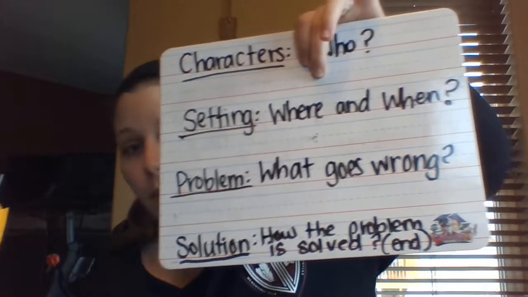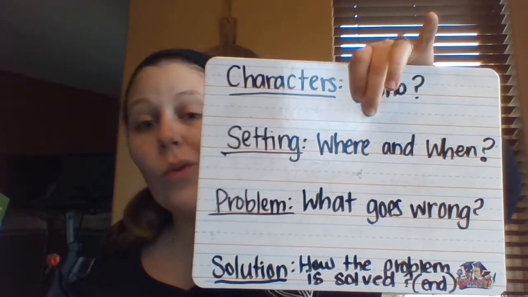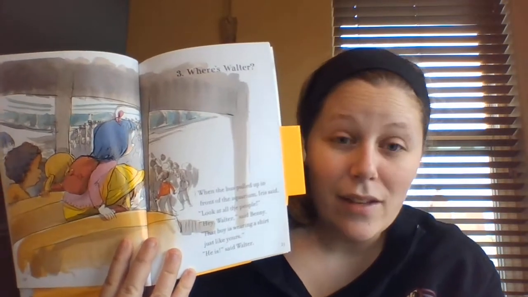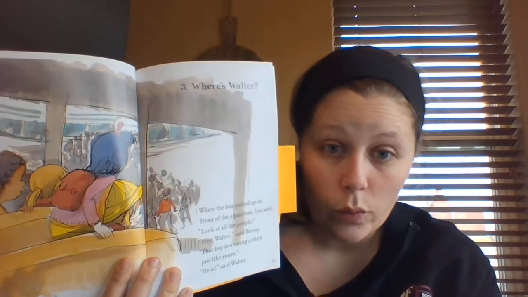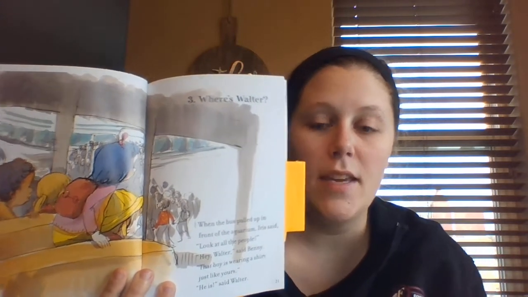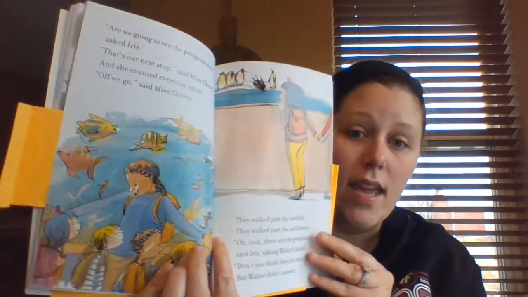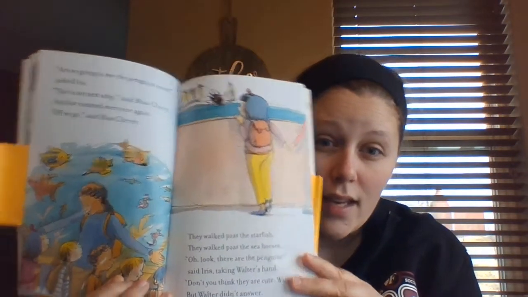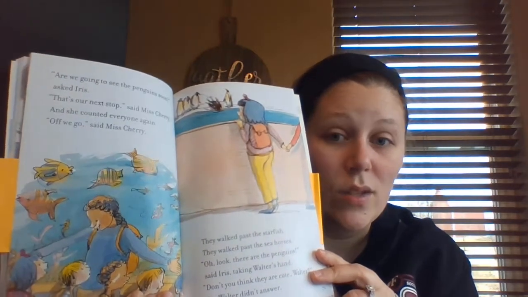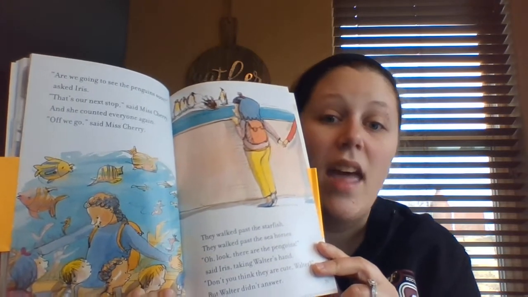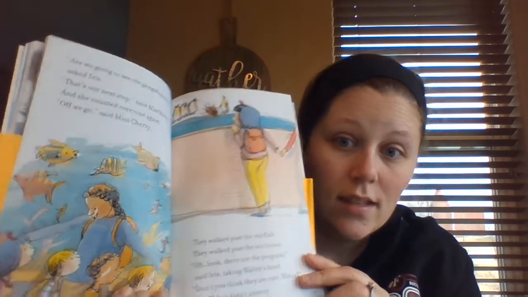Then there was a problem in this story, and the problem is what goes wrong. So I want you to think back to the chapter about Where's Walter. Remember, they got to the field trip and they were looking at all of the fish, the sharks, and then they were looking at the coral reef. And Walter got so excited about being at the coral reef that the rest of the class decided to go on to look at the penguins. And then they realized, what did they realize? That Walter was missing. You're right, that's the problem, that Walter was missing in the story. They kept on going in the aquarium and they realized that Walter was lost.